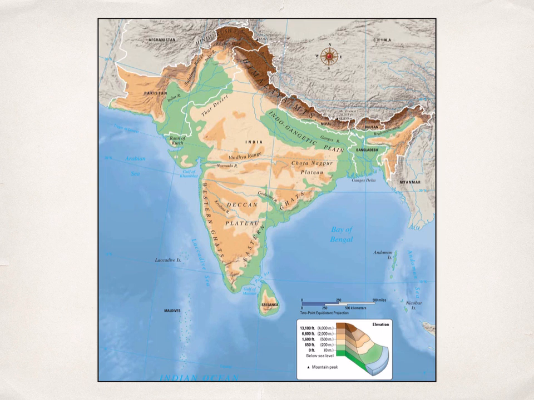Both of these two areas are big farming regions. In the south, you should be able to locate the Deccan Plateau, surrounded on the west and the east by the Western Ghats and the Eastern Ghats Mountains.